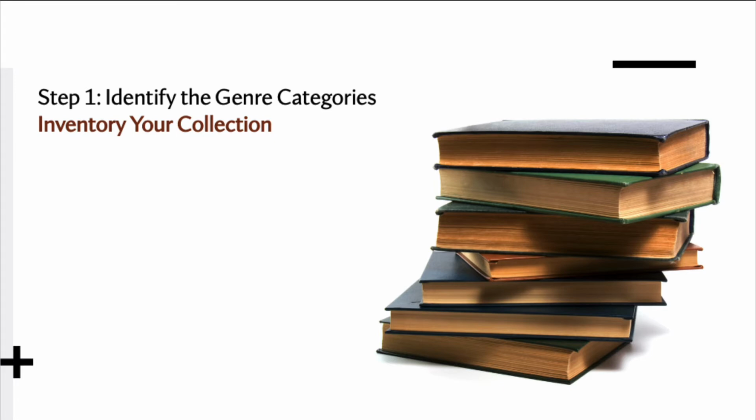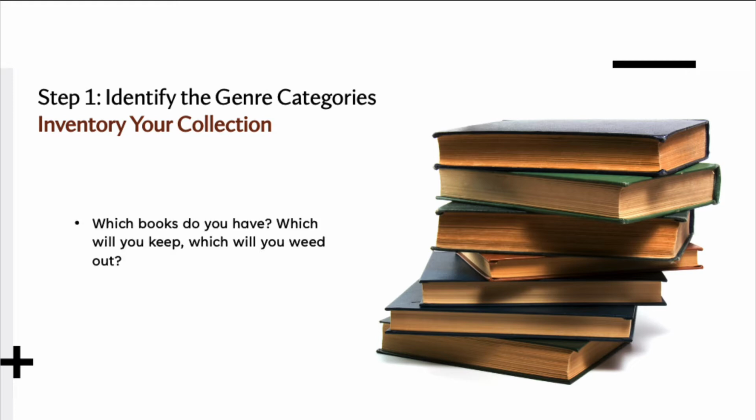And the best way to do that is to do an inventory. Now, inventorying is tedious for sure. It is a daunting task, but it does have two huge benefits. First, it helps you become familiar with your collection. You'll know exactly what you have and what you don't have. As you inventory, you can start listing the subjects and genres that pop up.